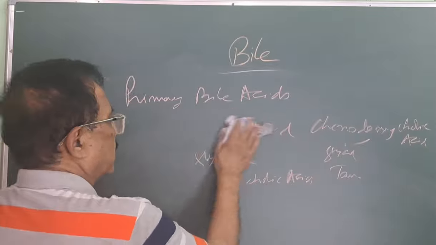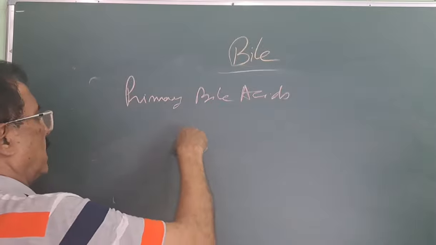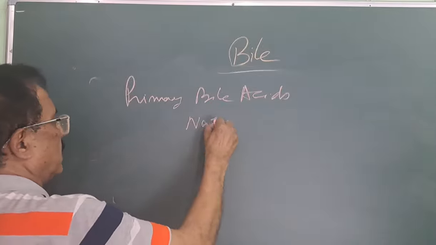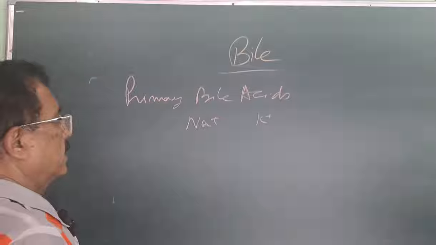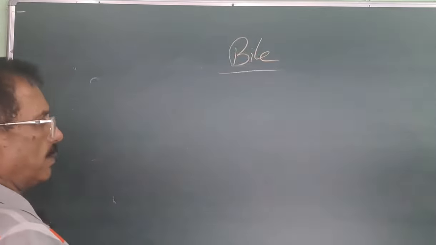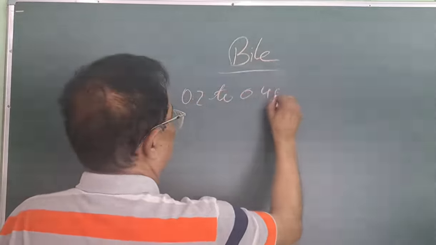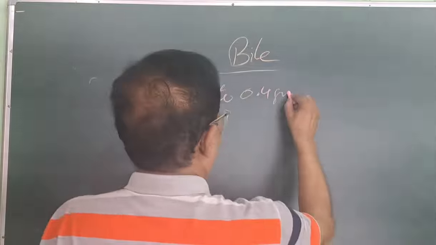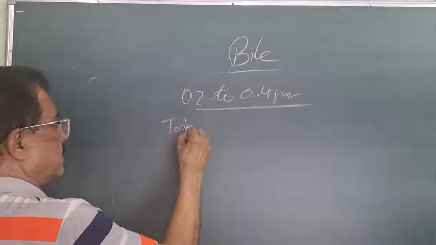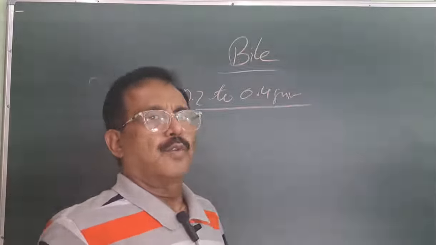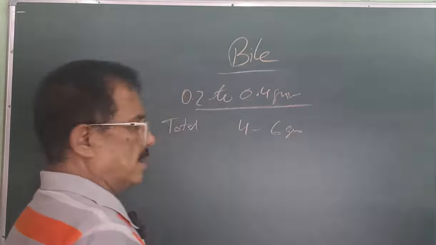Now, these acids, in the presence of alkaline media, combine with sodium and potassium to form sodium salts and potassium salts. These are bile salts. Daily formation of bile salt is 0.2 to 0.4 grams, and the total circulating bile salts are 4 to 6 grams only. This is about bile acid.